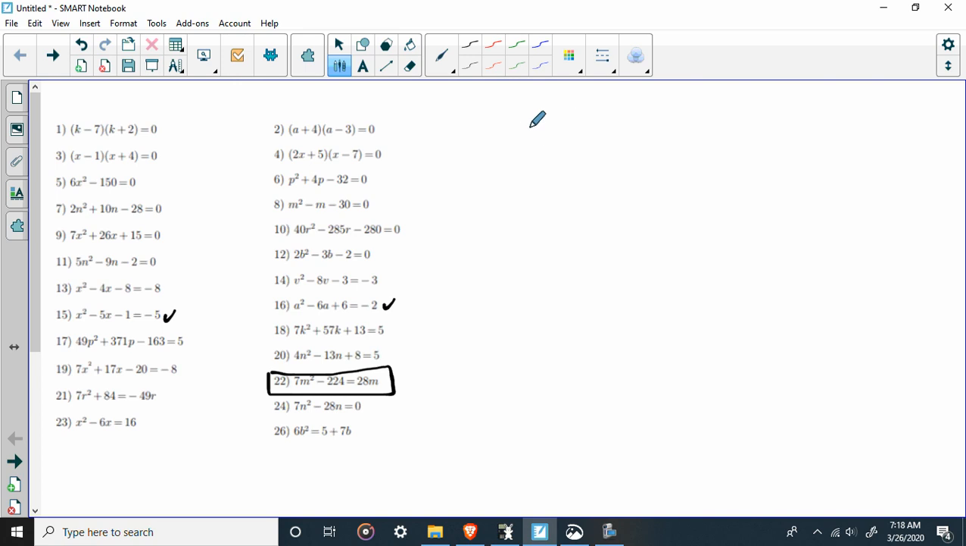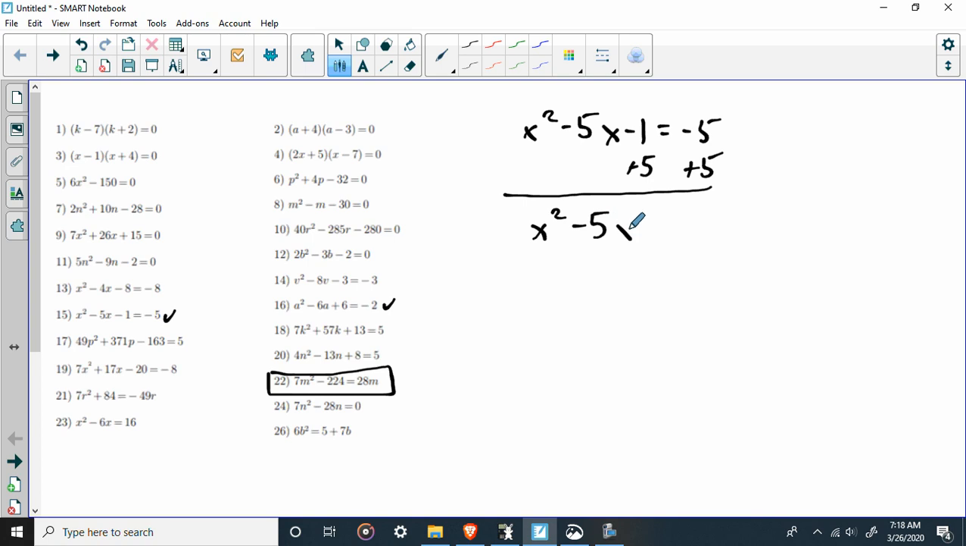Okay. So number 15. Number 15 says x squared minus 5x minus 1 is equal to -5. So first thing, we have to set it equal to 0. So let's add 5 to both sides. And again, what do we get? That problem that we had right at the beginning of class today. Okay, so what are my factors of 4 that add up to -5? So A is equal to 1, B is equal to -5, C is equal to 4. What are my factors of 4 that add up to -5? Well, -1 and -4, right?